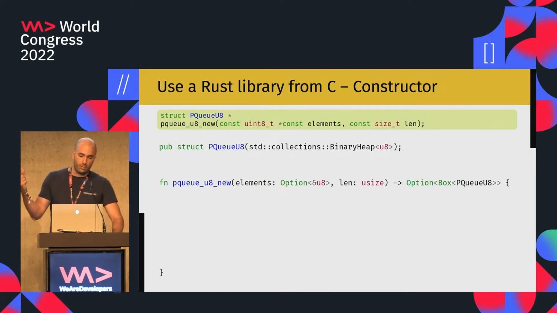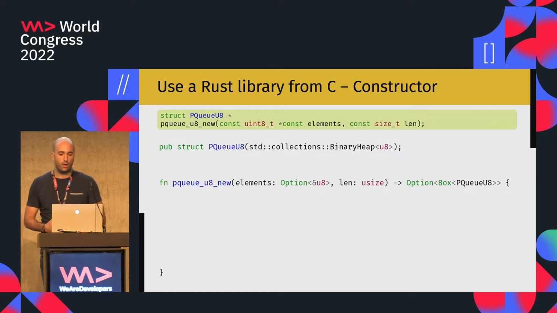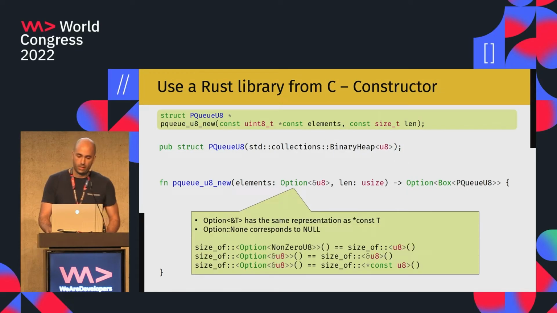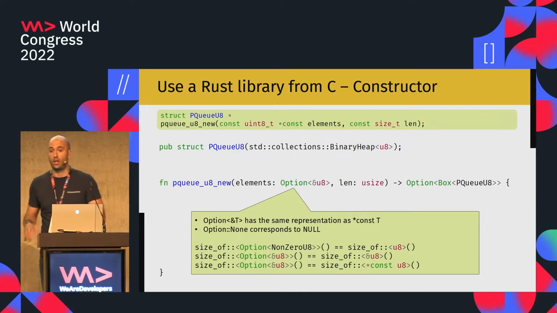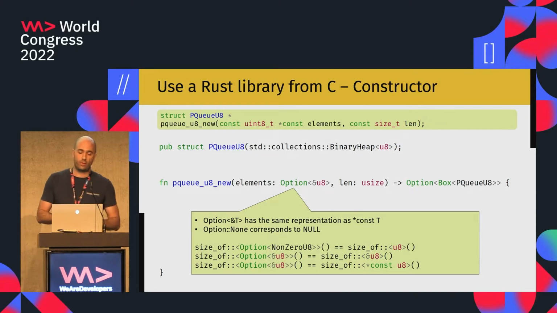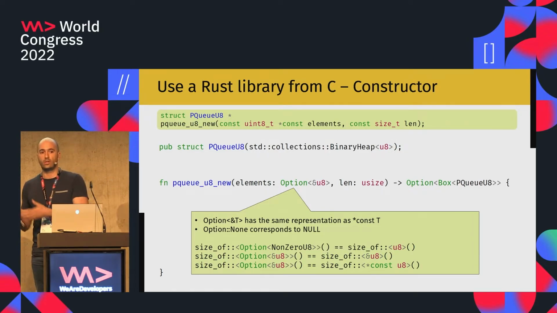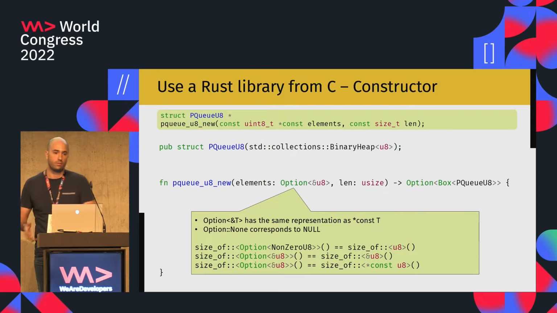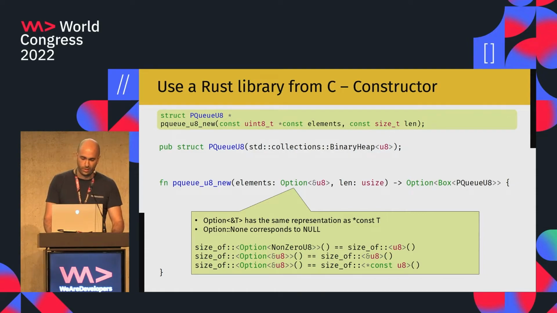It takes the elements array, and it takes the number of elements in that array. What seems surprising here is that we're taking the array as an option reference. And this works because references are non-null. And so the Rust compiler is able to take advantage of that fact and represent the option's None using null. Or in that case, it can represent null using the option's None, right? Depending on which way you look at it.